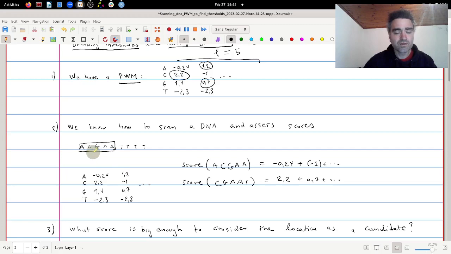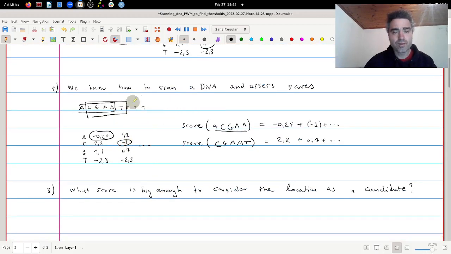So the first substring comprises 5 positions, and we can assess the score of this substring by just summing up the respective values. The first letter of the substring is A, so we go to A here, and then the second is C, so we get this -1 here, and we sum up these numbers and we get the final score. And then we proceed to the second window, and we get a different score. So we can get all the possible scores for a long DNA.